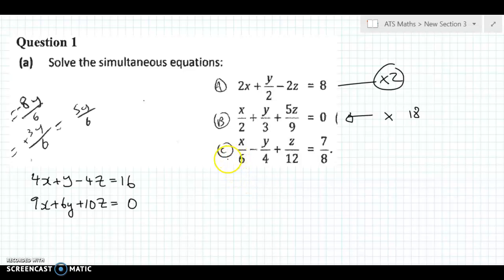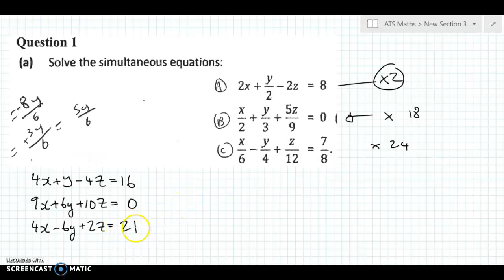And part C there, equation C, 6, 4, 12 and 8, they're all factors of 24. So if we multiply everything by 24, 24 over 6 is 4, so we get 4x. And then 24 over 4 is going to be 6, so that gives us minus 6y. 24 over 12 is 2, so that's going to be plus 2z. And 7 over 8 multiplied by 24. 24 over 8 is going to be 3, 7 is 21.